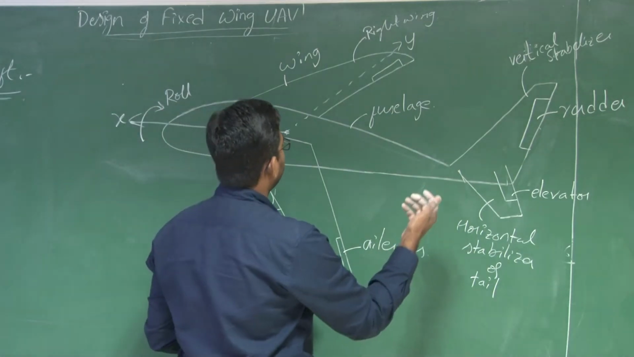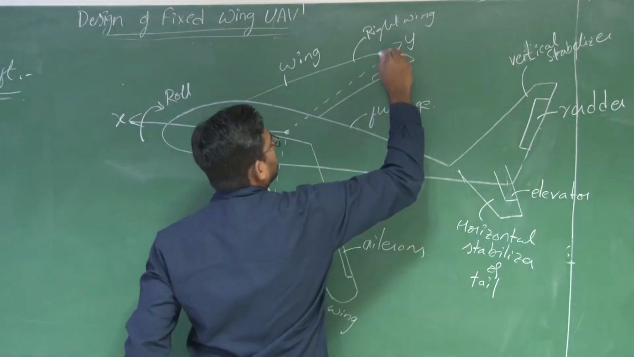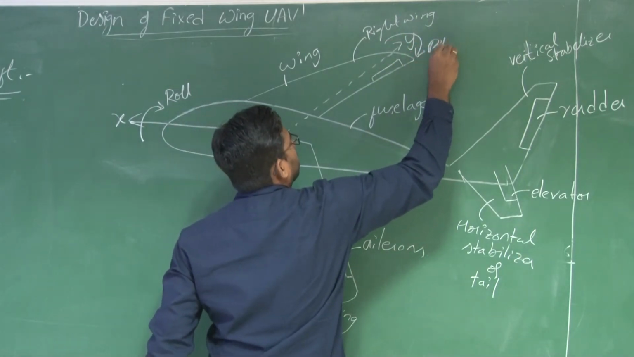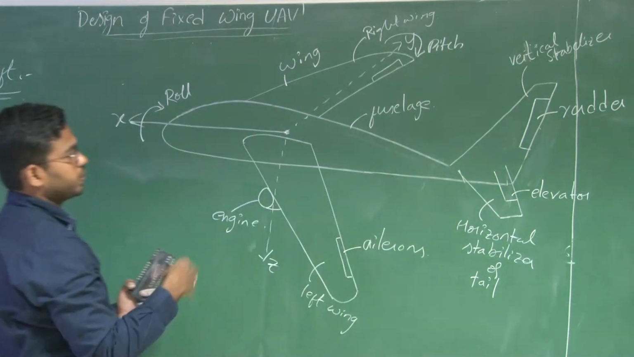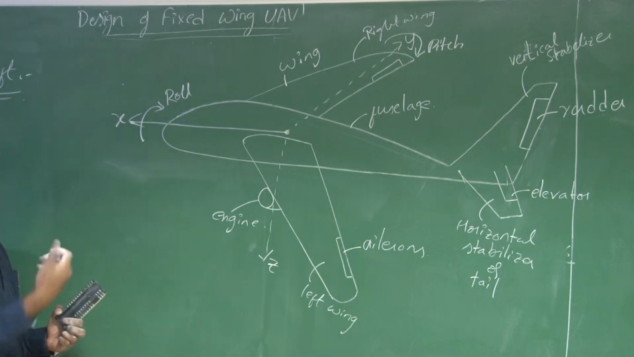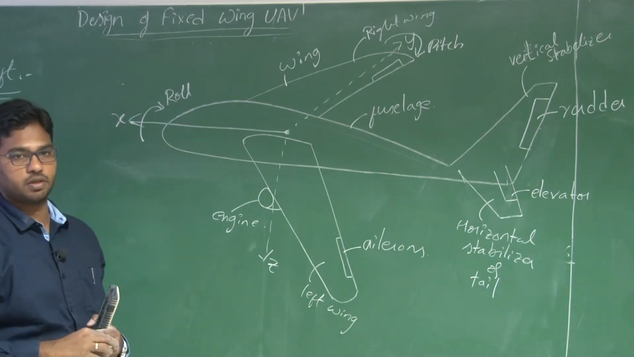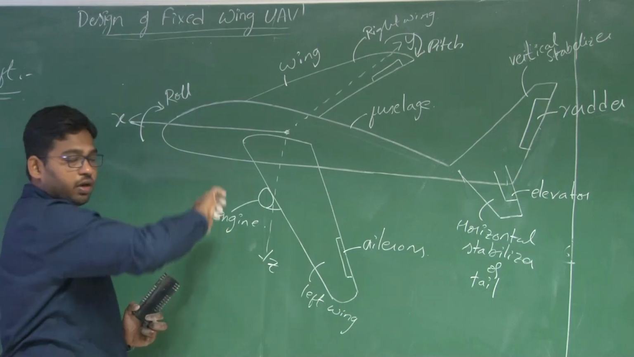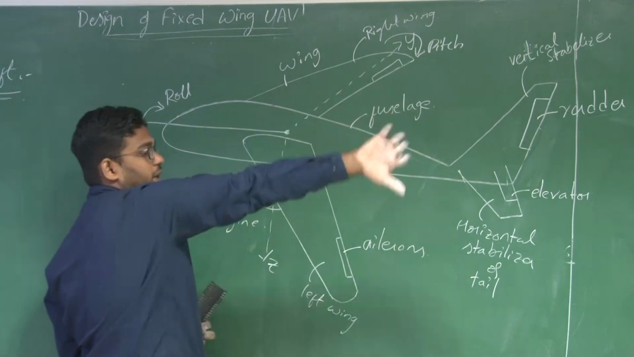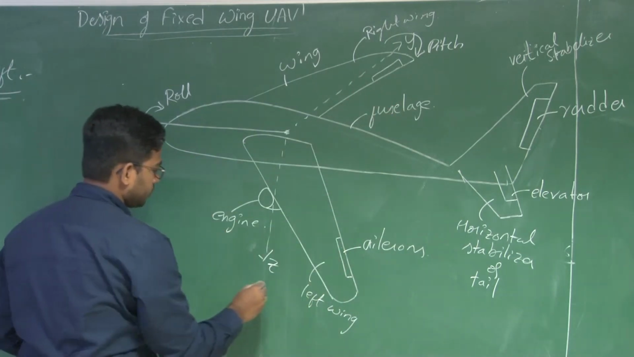And what about rotation about the y-axis? It is known as pitch. The positive pitch will be nose up. If the nose is going up, it is a positive rotation about the y-axis. If the nose is going down, it's a negative rotation about the y-axis. Similarly, you have yaw. If the right wing is coming back, it is a positive yaw.